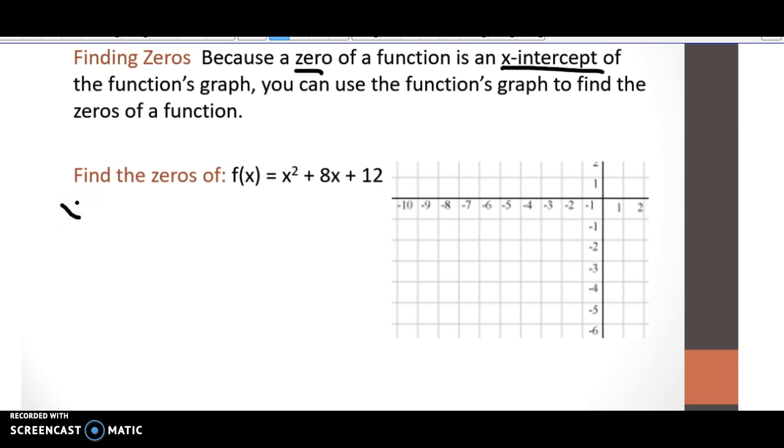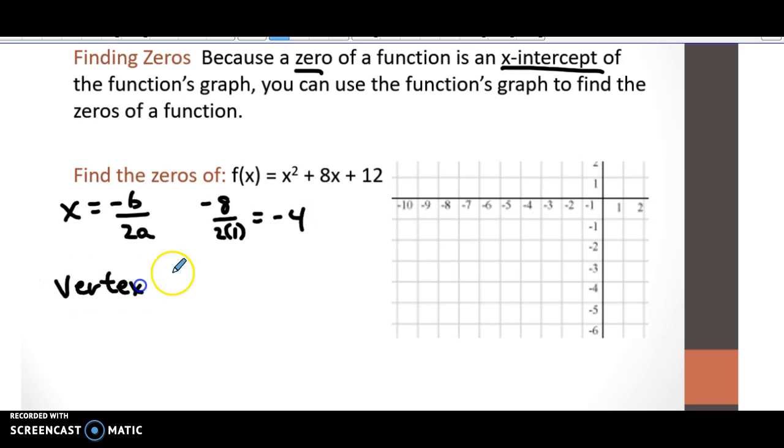To find my vertex, I'm going to find the x-coordinate by taking negative b over 2a. So in this case, negative b would be negative 8, and 2a would be 2 times 1. So negative 8 divided by 2 is negative 4. So that's the x-coordinate of my vertex. Let's substitute that into my equation to find the y.